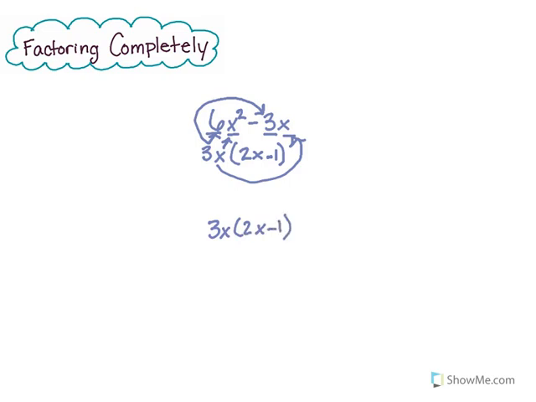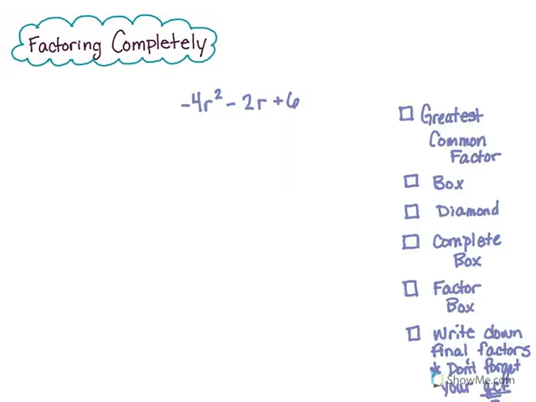And the reason we know this is our final answer is because this is not a quadratic. We can't factor that further. And there is not another common factor that we can pull out of there. Also, 3x is not factorable further. So that one is also in its final version. So this would be our final answer.